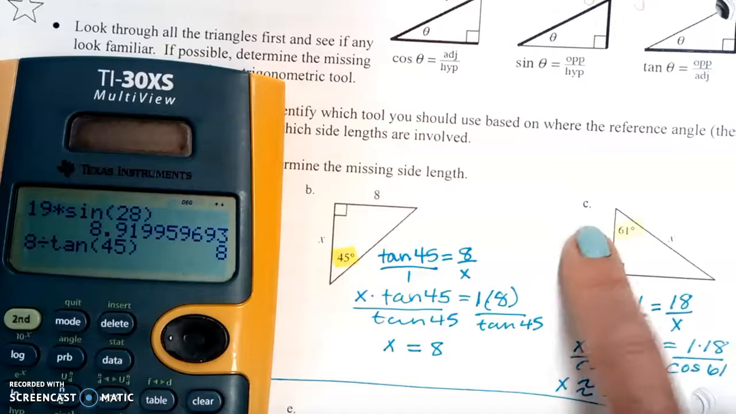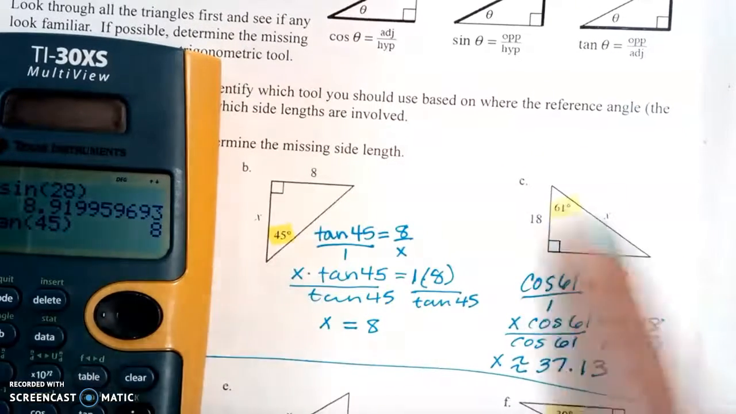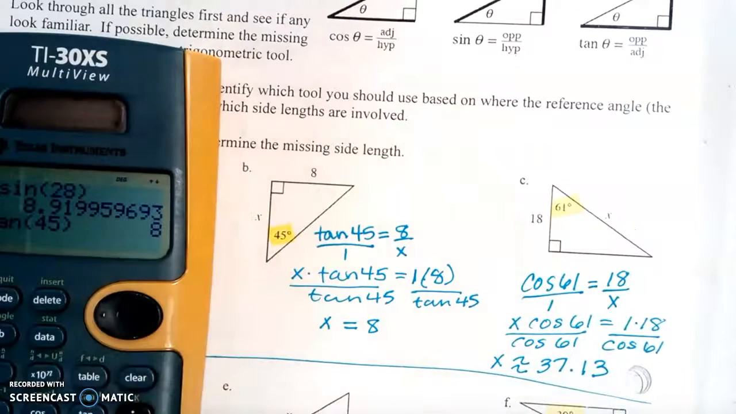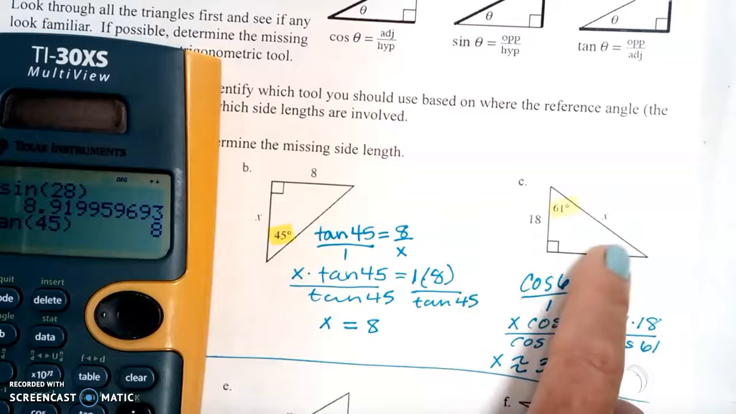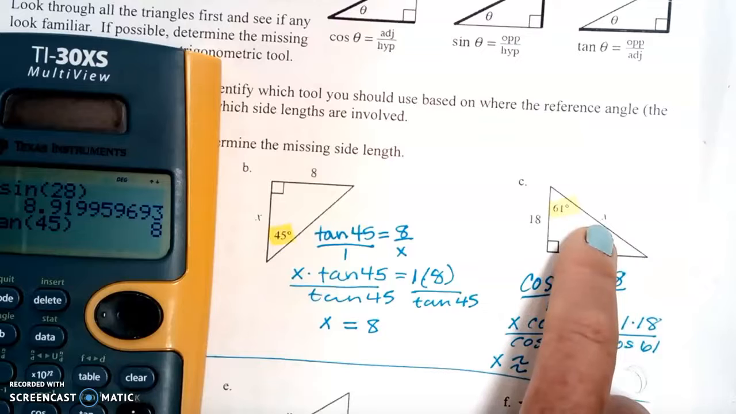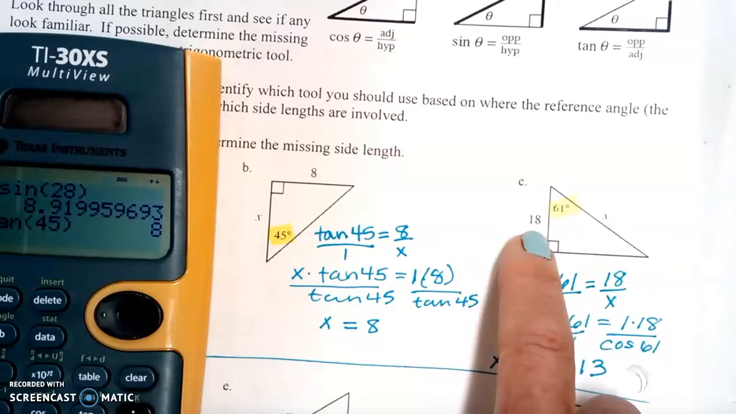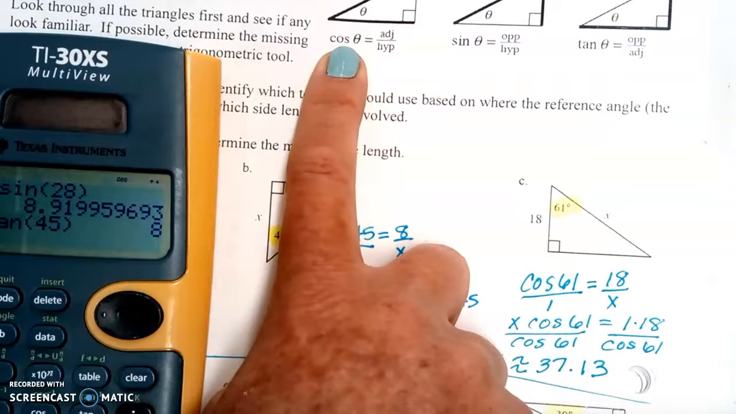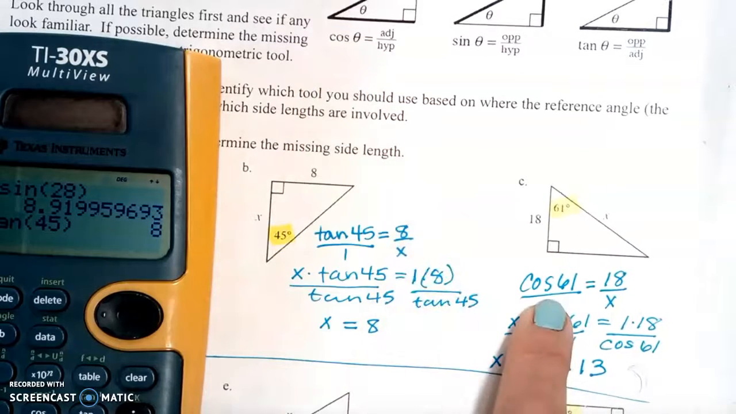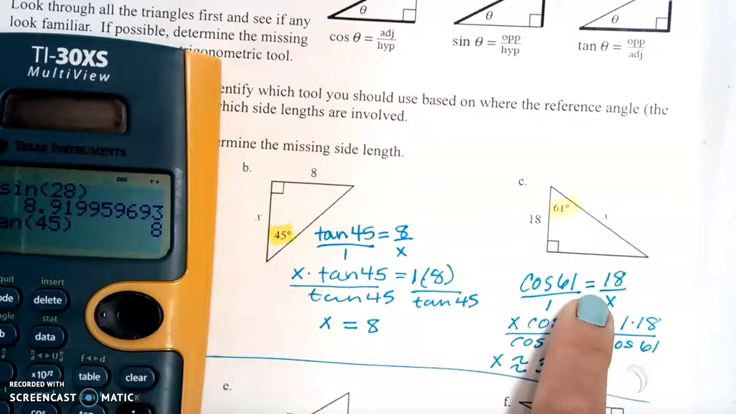All right, let's look at C as in cat. So the first thing you want to do is highlight the angle measure 61 and then figure out what the sides are. Side 18 is adjacent and side X is the hypotenuse, so you can put a little letter H. So the trig function that uses adjacent and hypotenuse is cosine. So we write the cosine of the angle measure given, which was 61, is equal to the adjacent.